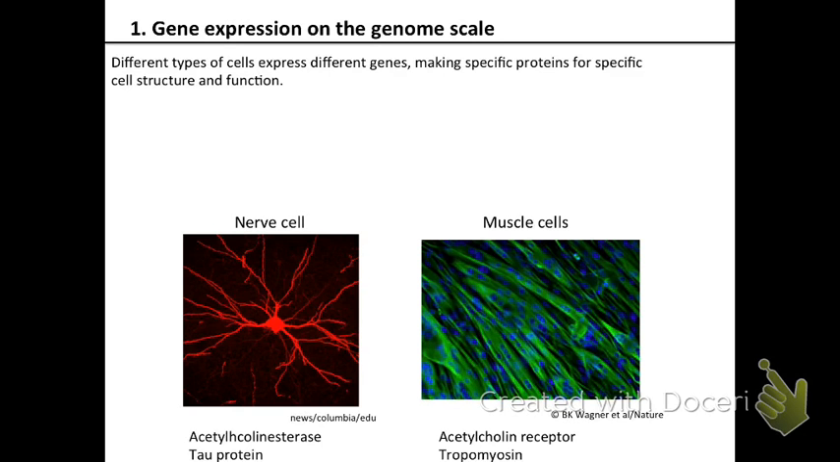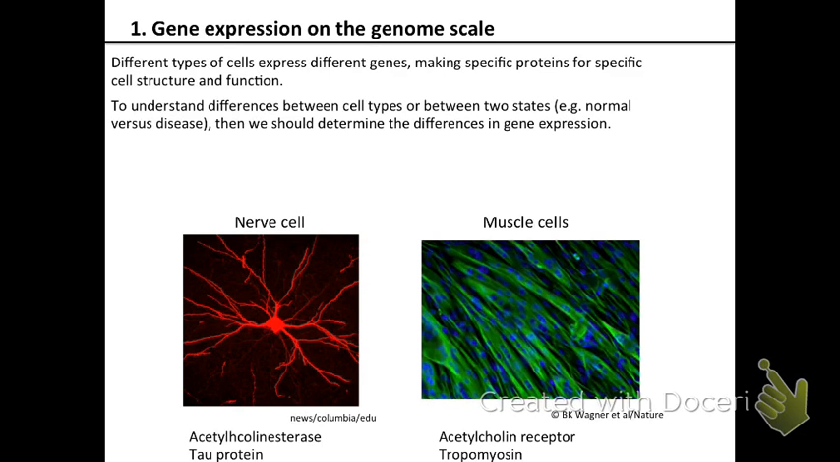So, then to understand the differences between cell types or between two states of a cell type or an organism, like normal versus disease, then we should determine what the differences are between these two states in terms of gene expression, right?